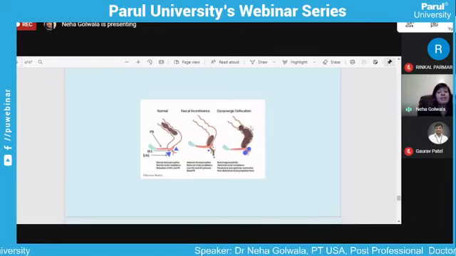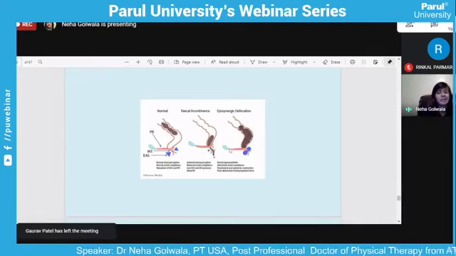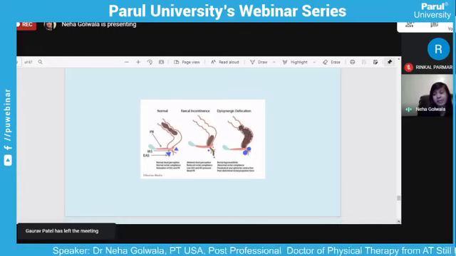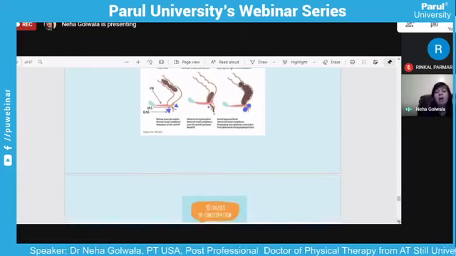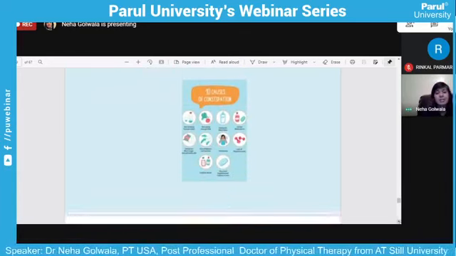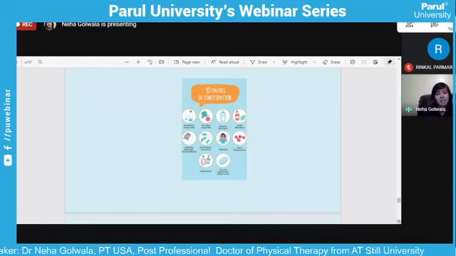So always, never ignore the urge to go, because that can lead to really bad constipation and fecal incontinence. It can even put pressure on your bladder. The bladder is right here in the front, which can lead to bladder incontinence as well, urinary incontinence.